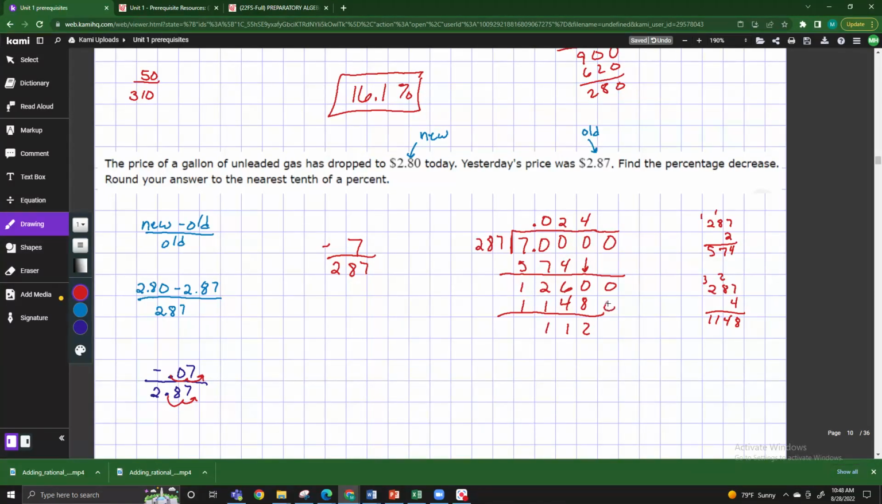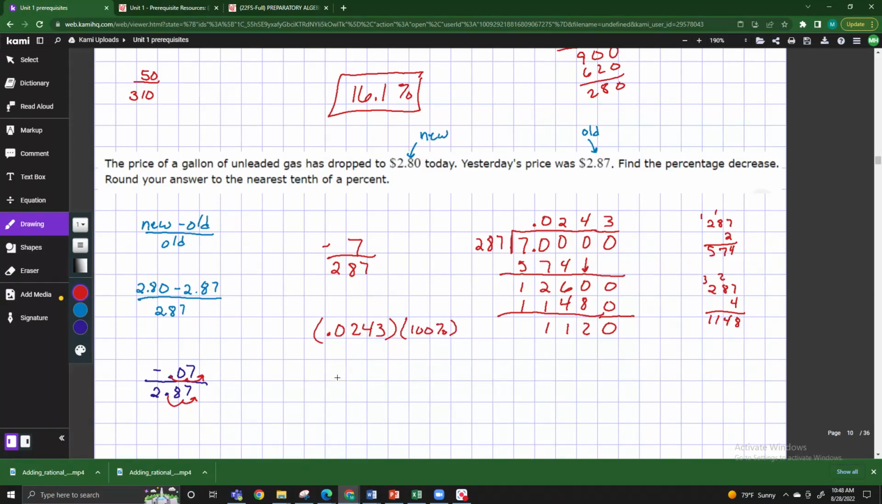Almost there. One more digit that we're going. This is add the 0. Now this, my 4 was too big, because I got 1,148. So this is going to be a 3, and I don't actually have to finish doing the problems. So my answer is 0.0243. I need this times 100% to get it to percent.